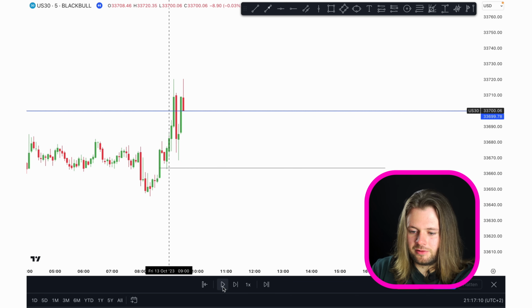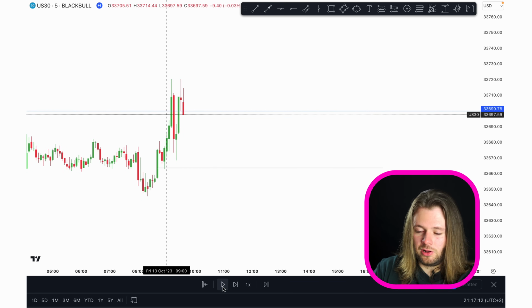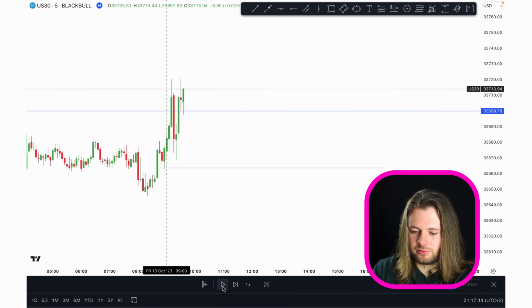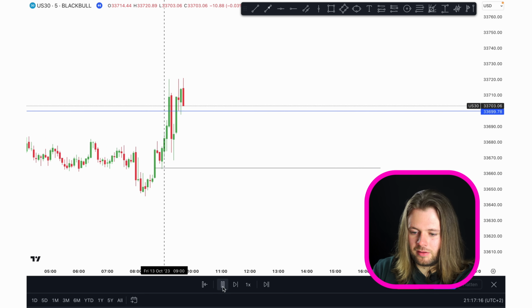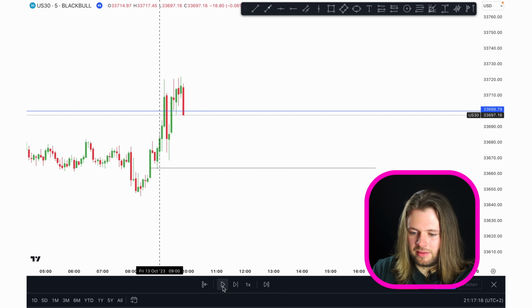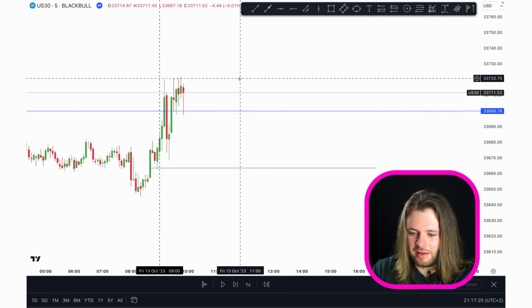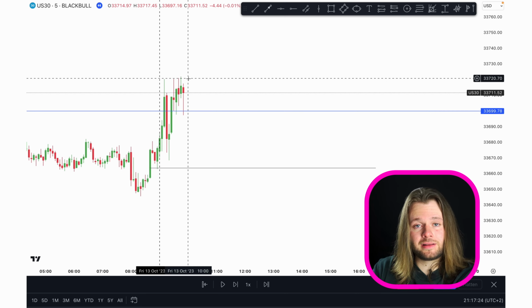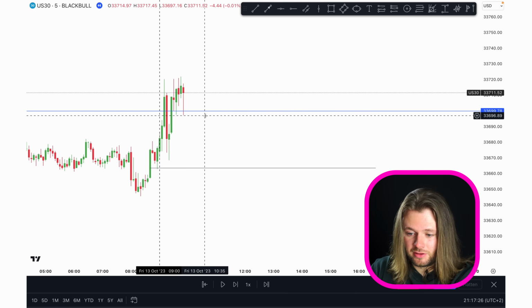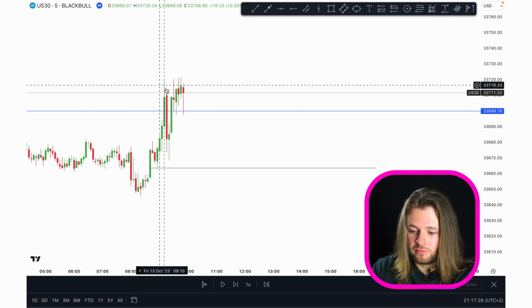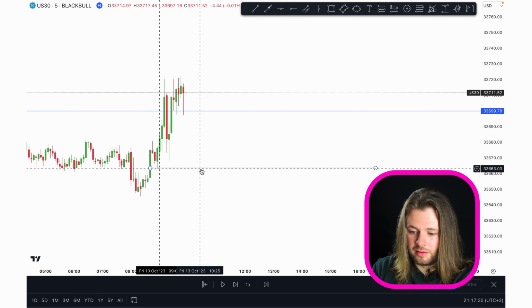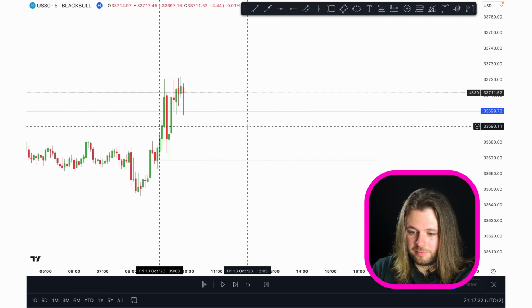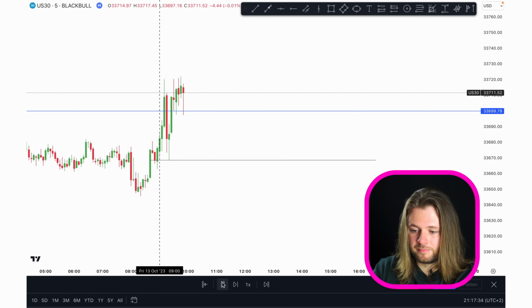Price comes down, it does not yet take out the low we have identified, so we are still waiting. And right there, as you can see, we have had a break of structure, a very small break of structure, but a break of structure nonetheless. So the low we will be looking for now will be this low right here. Let's see what happens.